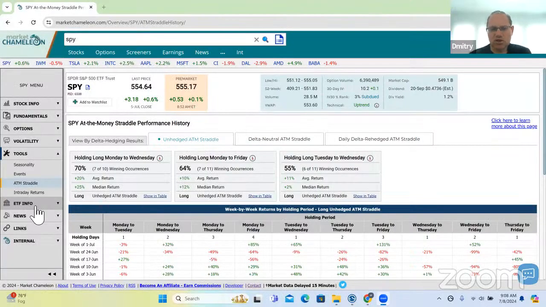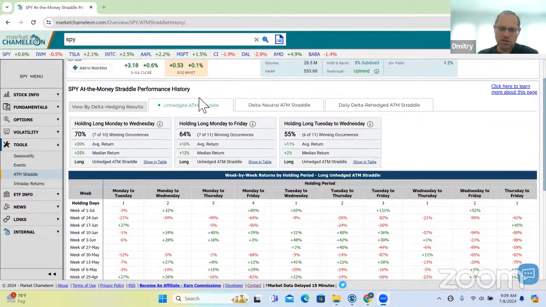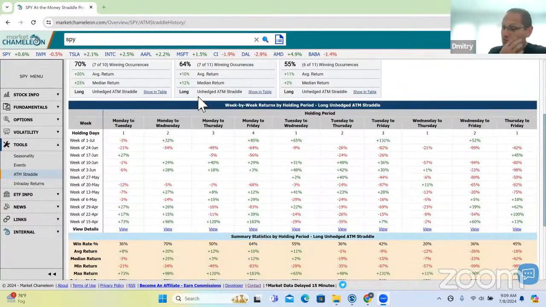And I think what we'll do is cover this at the money straddle report. What this report does is look at the at the money straddle in a particular stock. So we took SPY as our example, and it captures the performance of the straddle using different date ranges.